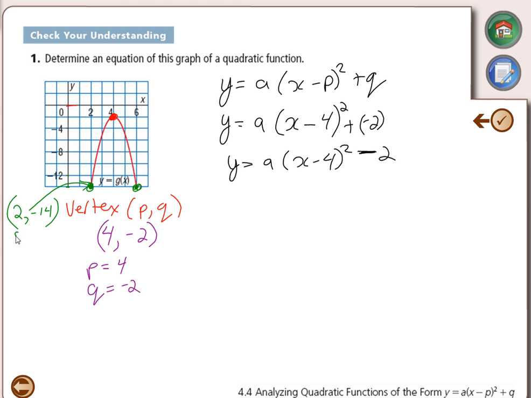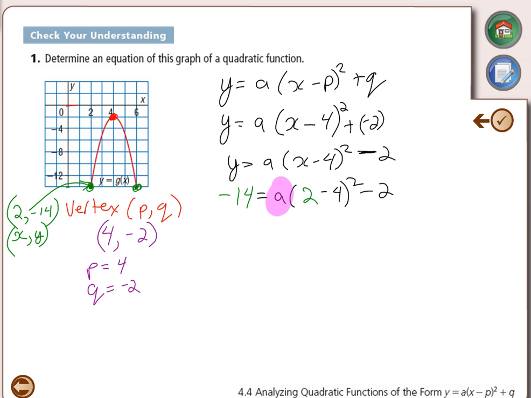This is an x, comma, y. I'm going to plug them in for x and y. So negative 14 equals a bracket, oh, there, I'm going to put in the 2 minus 4 squared minus 2. Hey, look at that. The only thing I have left in here to solve for is the a value.